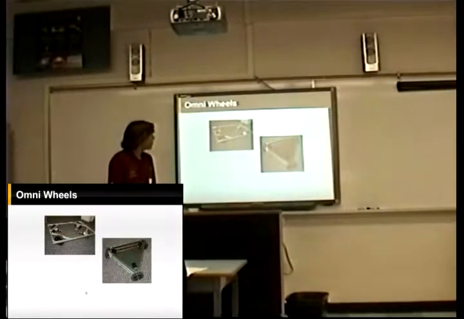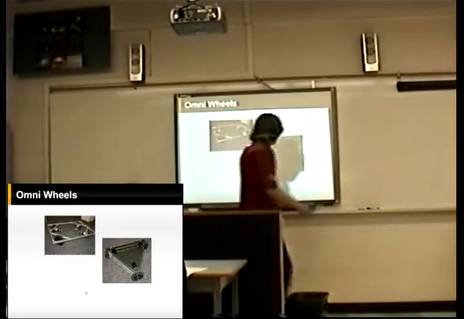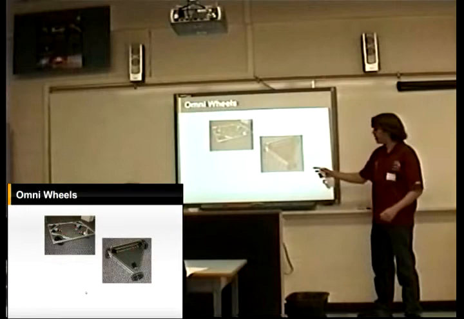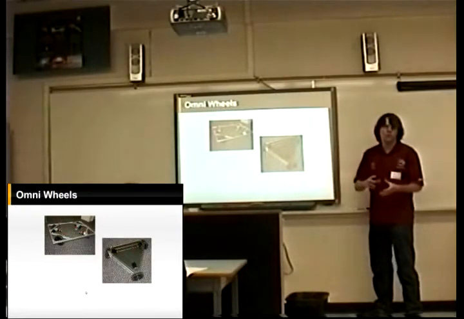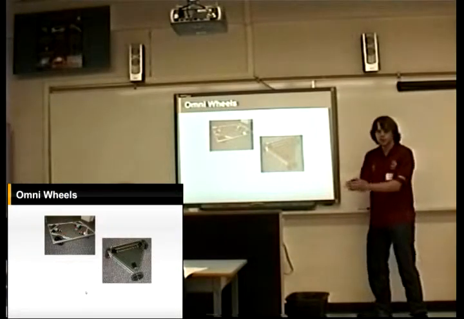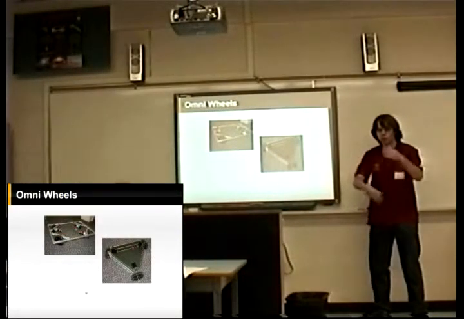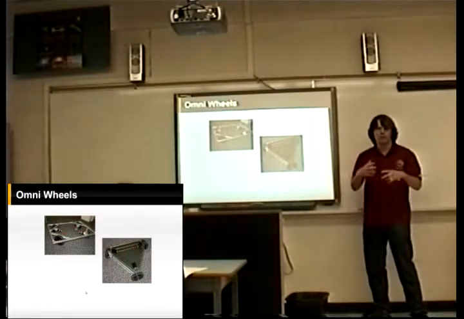The first type of wheel I'm going to talk about is called Omni wheels. And so what you have, you see here, there are rollers on the wheel, which allow the wheel to slide left and right on the ground. But if you were to spin the wheel forward or backwards, it would move in that direction.